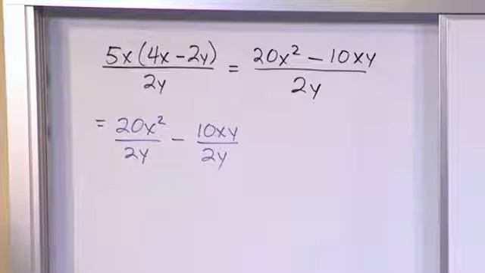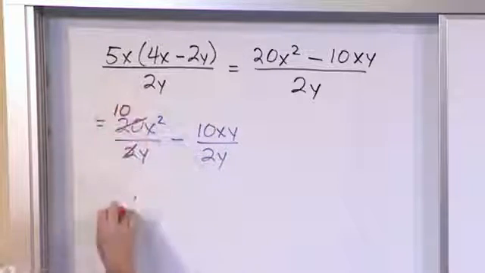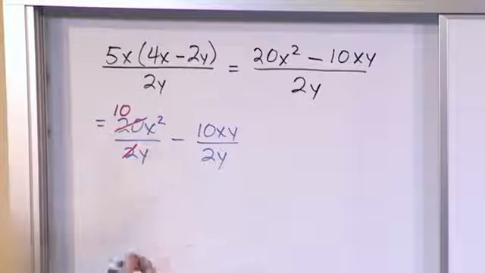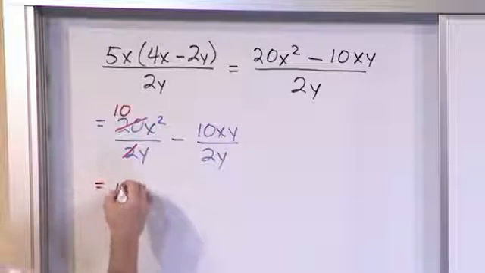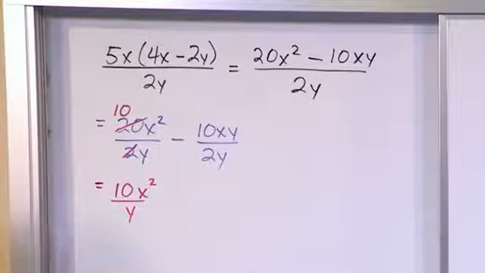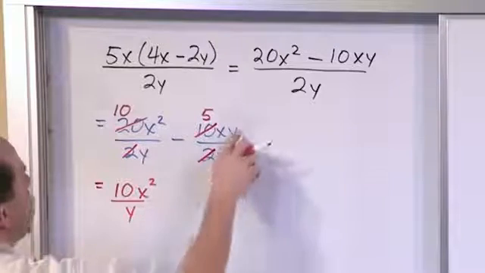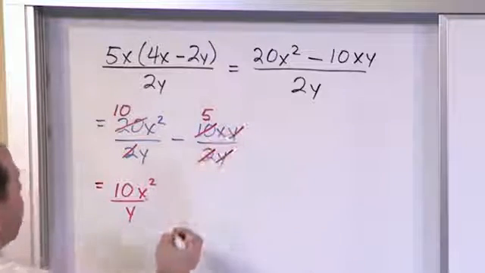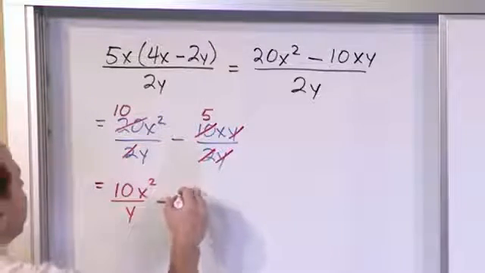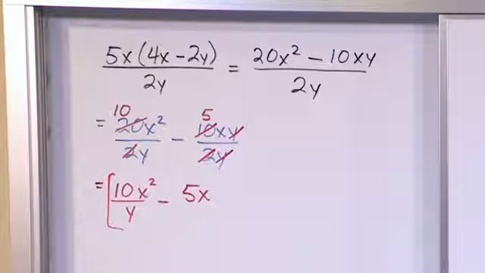All right, so now we go back to trying to simplify this. We have 20 divided by 2, which is going to give us 10. And we have x squared over y, so we can't really simplify this. So it'll be 10 times x squared over y. Over here, we're going to have 10 divided by 2, which is going to give me 5. And y cancels with the y on the bottom. So we have a minus sign, 5x from here. So the answer is 10 times x squared divided by y minus 5x.